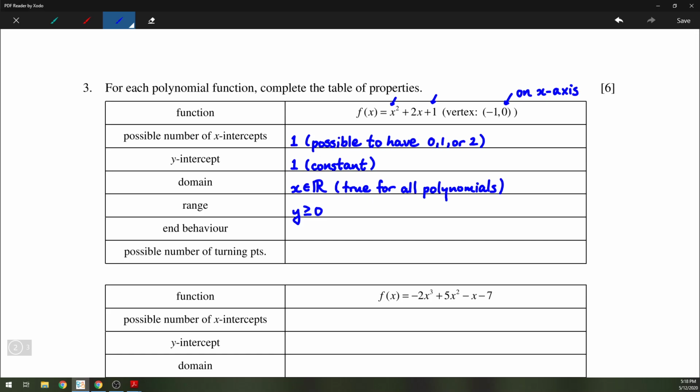Okay. The end behavior, again, if you saw the sketch earlier, it's going to draw slightly more. You have a parabola, has a vertex of -1, 0, has a y-intercept of 1, so it's going to look kind of like this. You can see that it comes from quadrant 2 and ends in quadrant 1. So 2 to 1. And the vertex is the turning point, so it has 1 turning point.